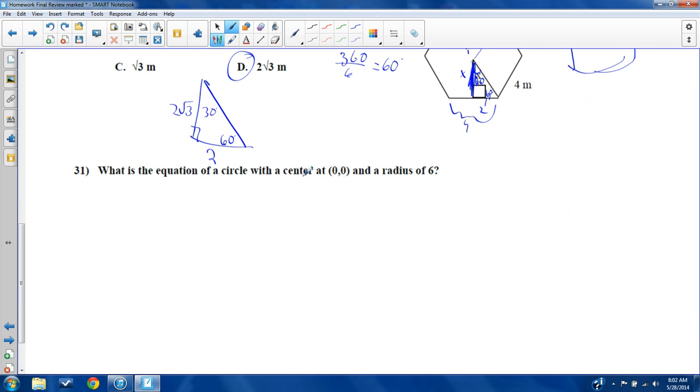31, what is the equation of a circle with center at 0, radius 6? I'm going to skip that one. We're not doing that. You might learn that in Algebra 2 trig or Algebra 2. I don't think they're doing conic sections, so we're skipping 31.